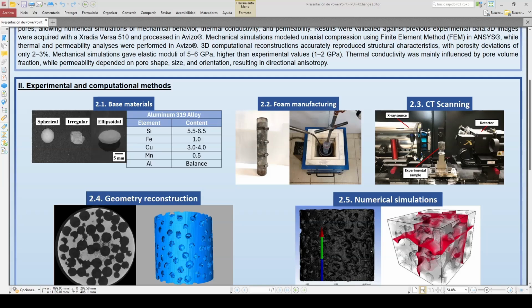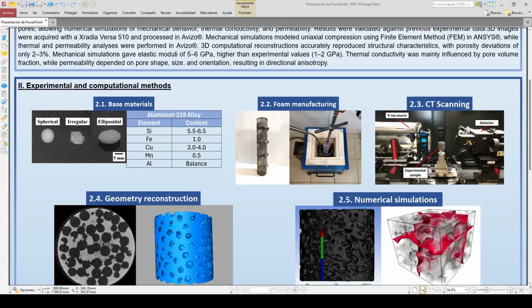In the case of the alloy, we selected the 319 for two main reasons. The first one is that it has a really high silicon content. This helps to improve fluidity, and this is really desirable for ensuring a full infiltration between the particles. And the second is that it's a really widely available alloy, and it can be recycled many times.